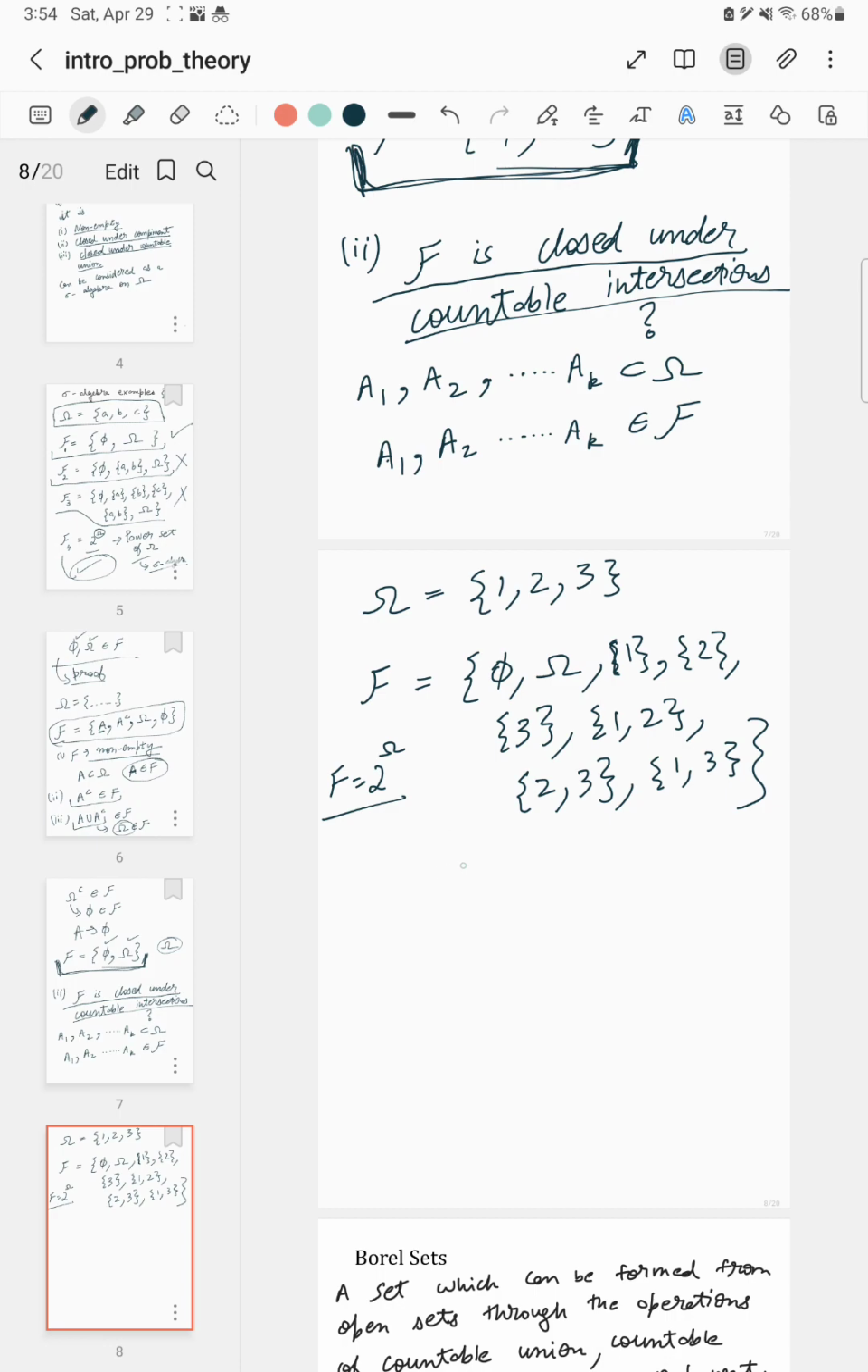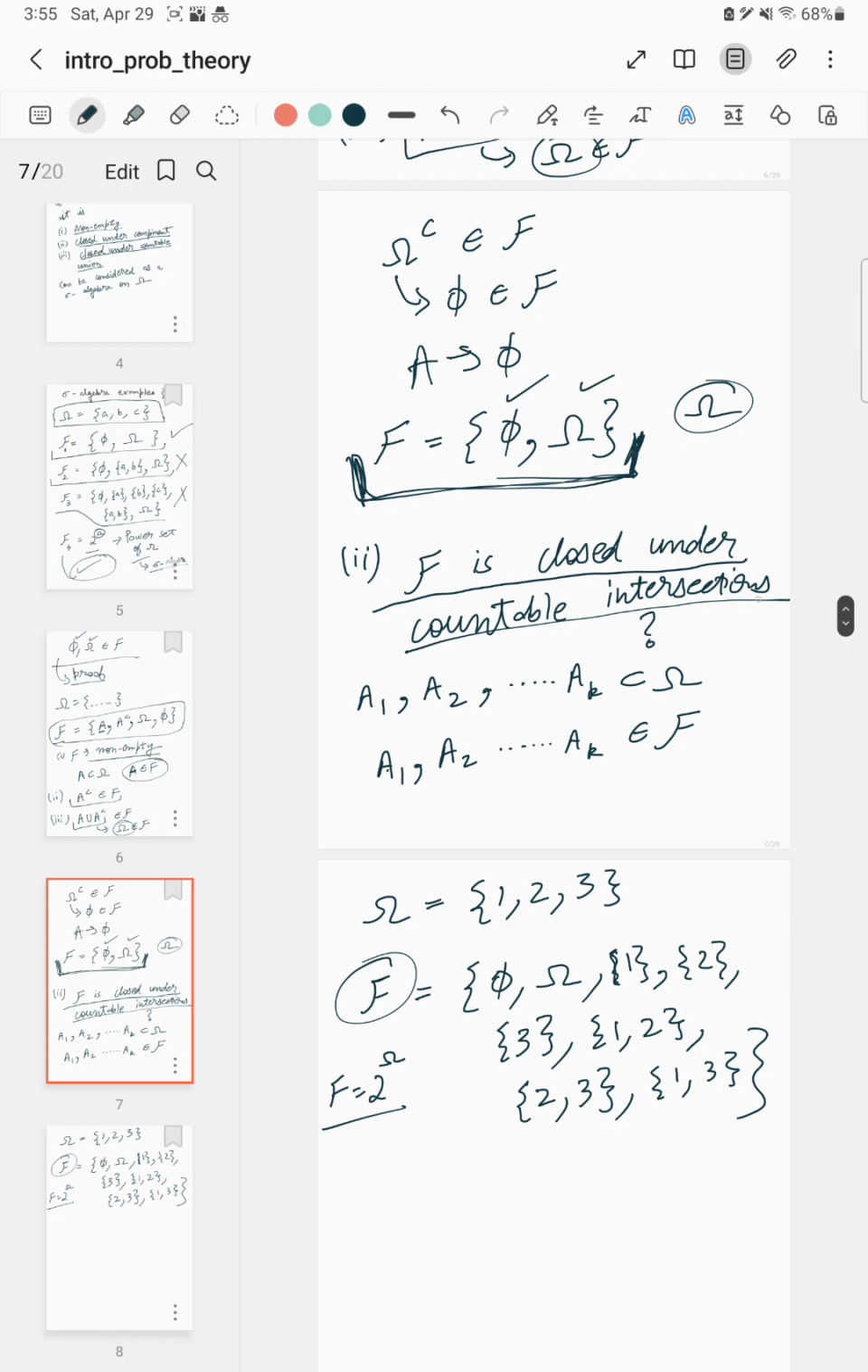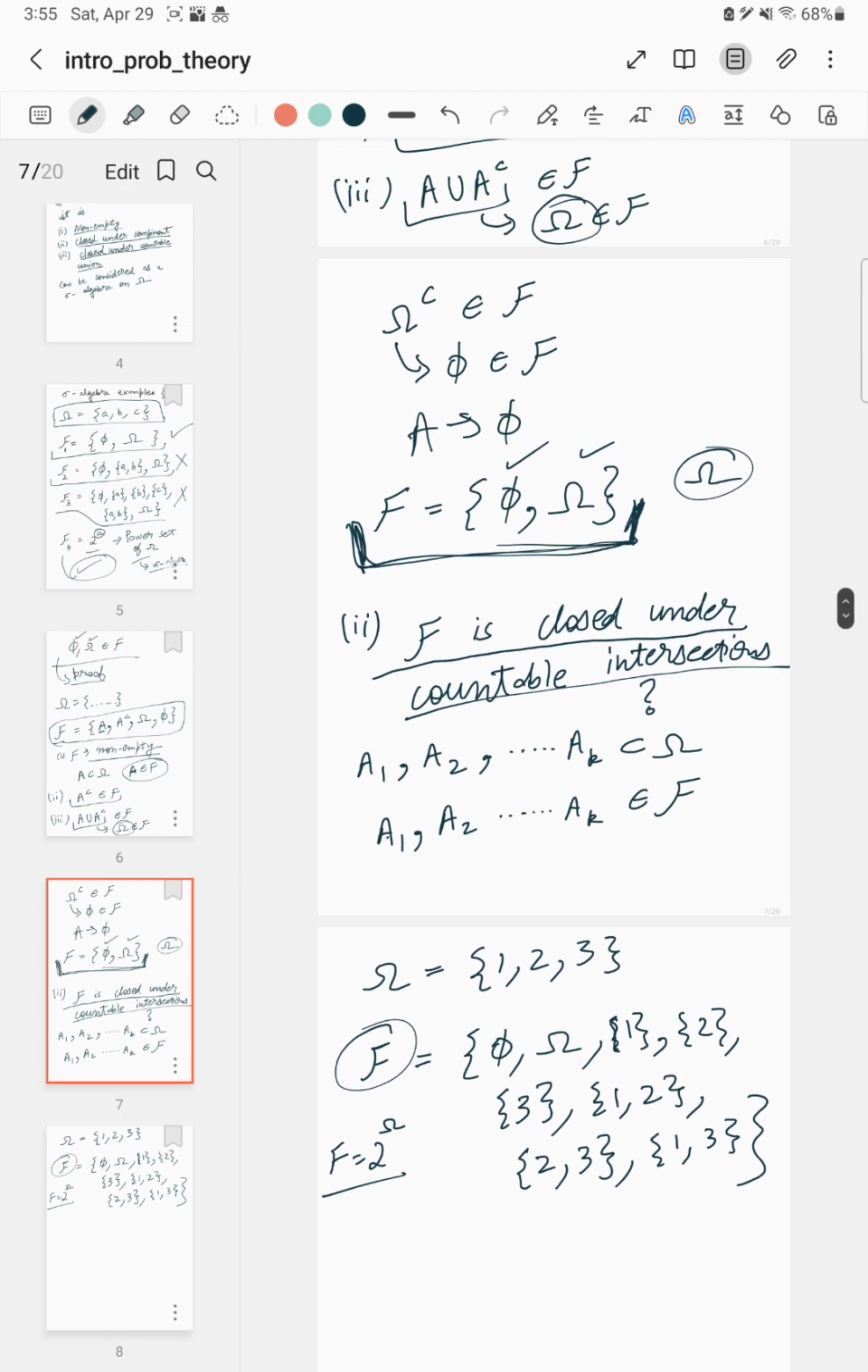So let's see if the intersection of any of these two sets is present in F or not. We can check it manually, it's a long way, but taking any of them randomly, let's say this and this, the intersection of these two sets is 3, and 3 is present in F. Now you can also check it here. So 1 2 intersection 2 3 intersection, let's say omega, this would be the set 2, and this is also present in F. So you can verify it in a similar way, and you would find that F is also closed under countable intersections if F is a sigma algebra, and you will always find the null set and omega in this sigma algebra.